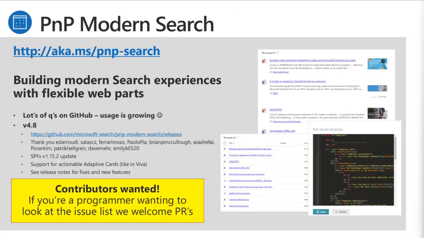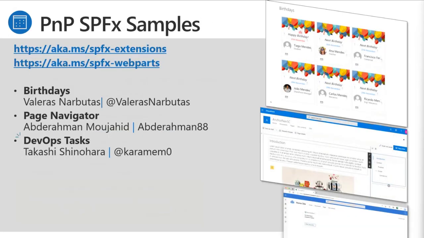Thank you. Our PnP Modern Search is a series of flexible web parts that you can use to build a modern search experience. We have version 4.8 available, and we are looking for contributors. So if you're a programmer and you want to look at our issues list, we welcome your pull requests, and you can go to aka.ms/pnp-search.